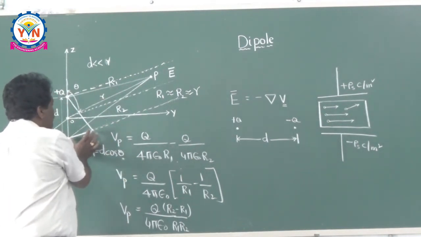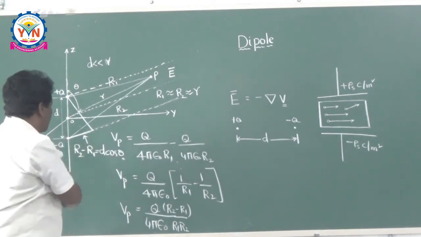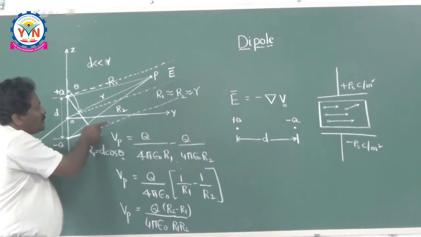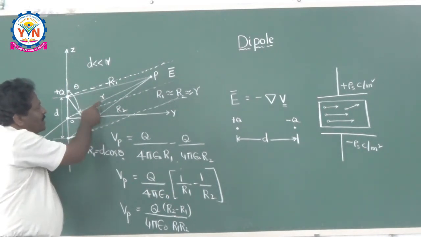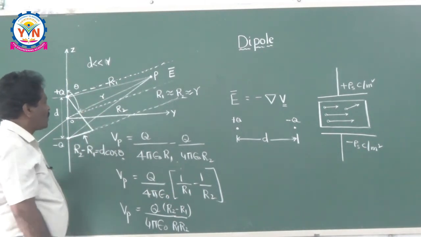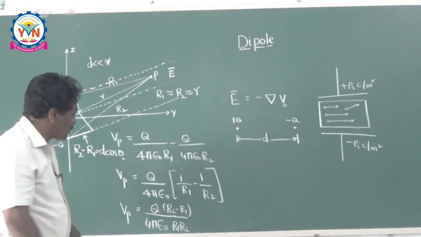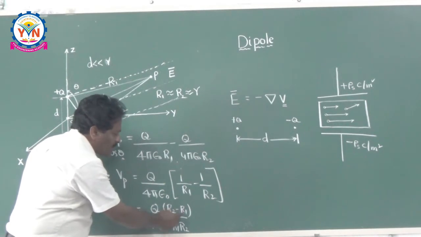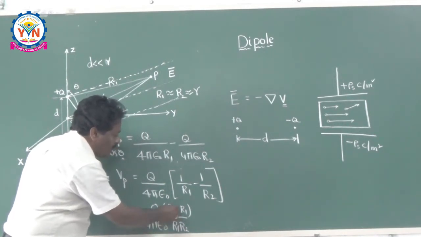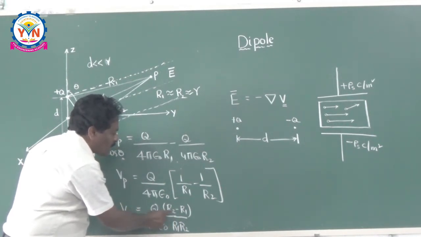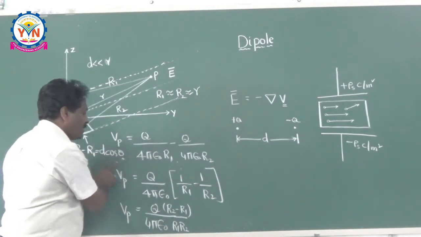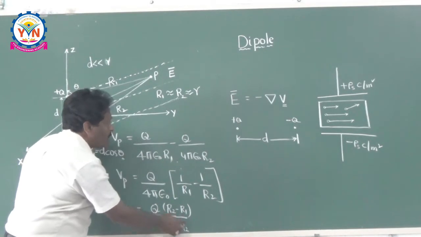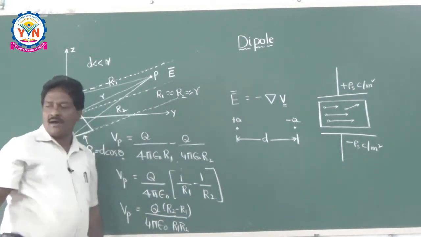So the maximum difference you can expect, R2 minus R1, is equal to d cos theta. Frankly speaking, if you take the average distance, it is almost equal to R here. So now my potential becomes Vp is equal to q by 4 pi epsilon naught into R2 minus R1 by R1 R2. Now I would like to substitute d cos theta in the place of R2 minus R1. R1 is approximately equal to R2, so R1 into R2 becomes R into R, which is nothing but R square.